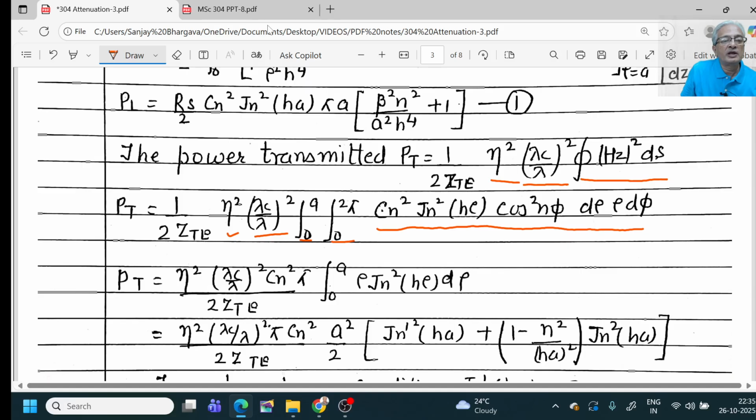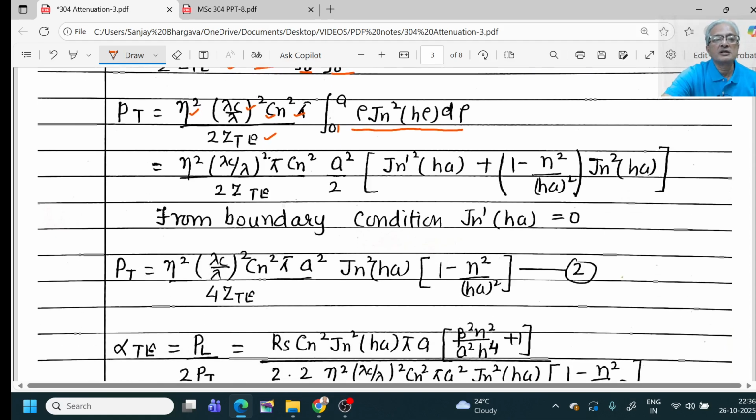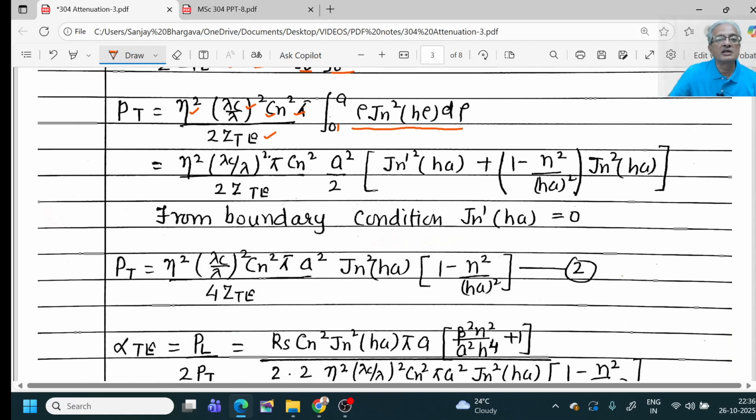Now P_T would be equal to (η²)(λc/λ)² C_n² π/(2Z_TE) integration from 0 to a of ρ J_n²(h ρ) dρ dφ. Again, this has a standard answer, and that standard answer is given here: a² into J_n²(ha) plus (1 minus n²/(ha)²) J_n²(ha).